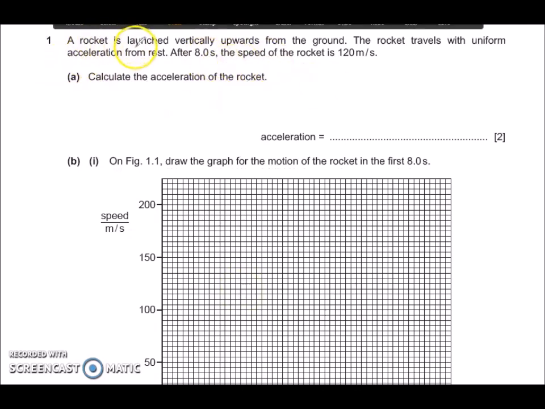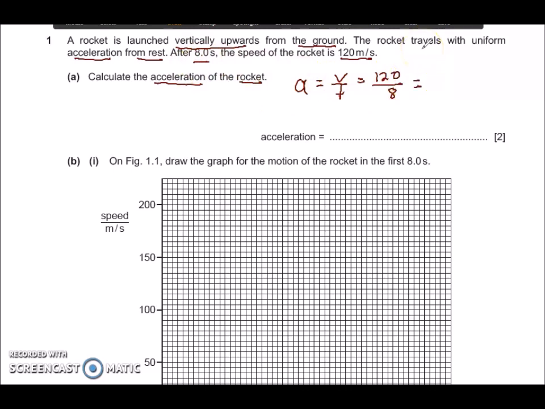Now, a rocket is launched vertically upward from the ground. The rocket travels with uniform acceleration from rest. After 8 seconds, the speed is 120. So, what's the acceleration of the rocket? Your formula here will be acceleration equals velocity over time. So for velocity we just put 120 over the time, 8 seconds. How much is it?